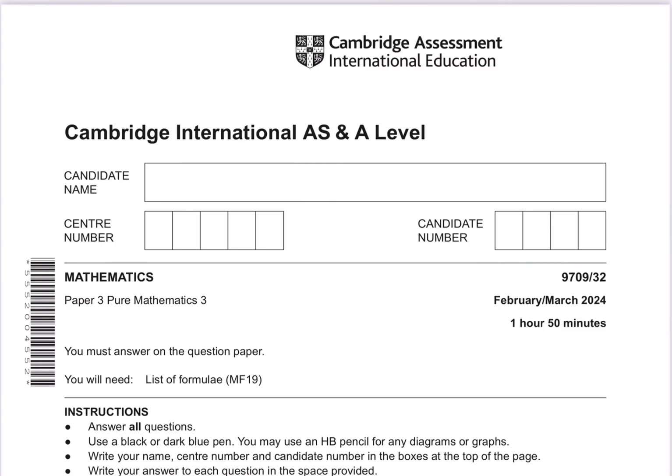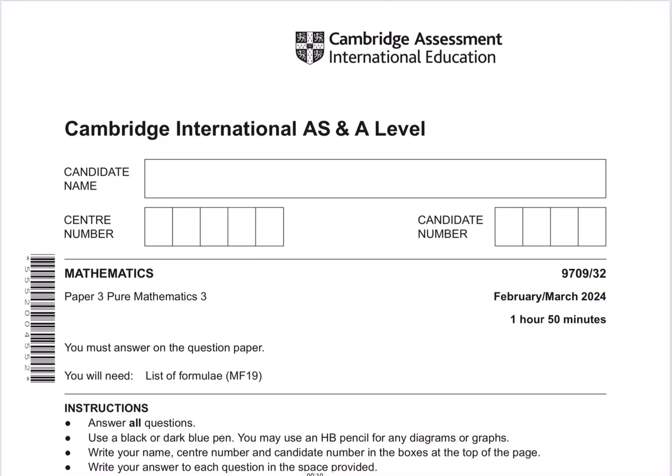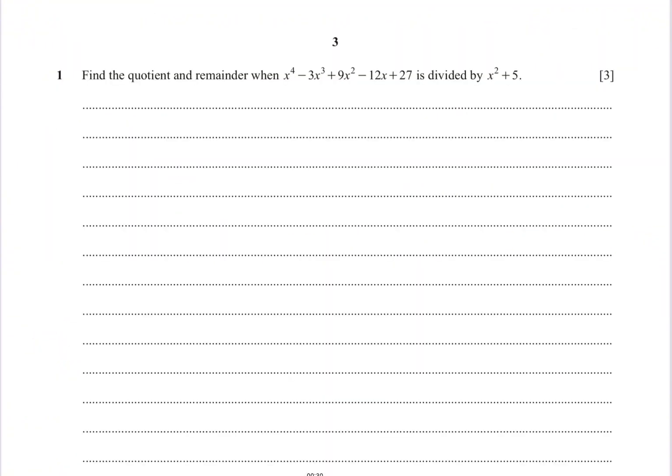This is our February-March 2024 P3 variant 2 9709. So our question number 1 is about quotient and remainder. It's a simple long division question. So put this polynomial inside and x square plus 5 outside.